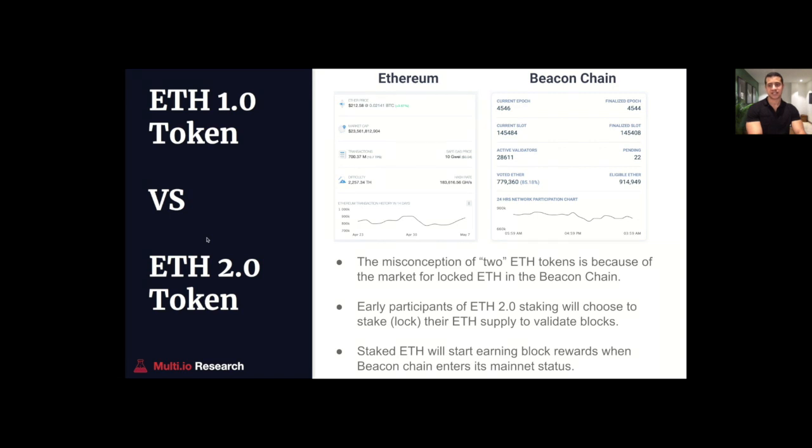Basically, validators that choose to stake Ethereum on the beacon chain will start receiving staking rewards, but there will be no transactions on this beacon chain, and no one can build on top of the beacon chain. So there's absolutely no competing with the Ethereum 1.0 blockchain, because the beacon chain needs Ethereum 1.0 in order to continue.